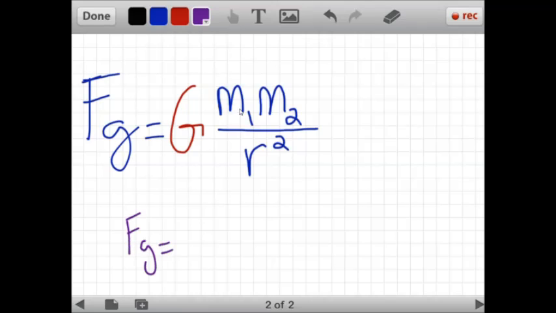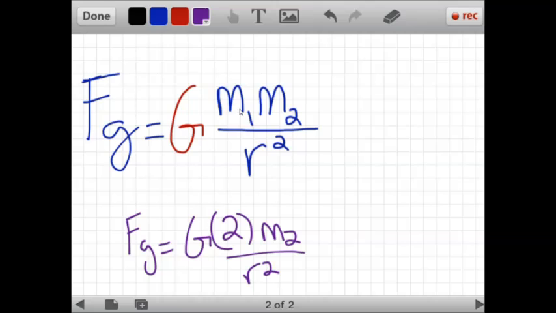Fg equals G times M1 times M2 over R squared. Let's say I put in a 2 here because I'm doubling the mass of M1. It doesn't matter what M2 is, and it doesn't matter what R squared is. G is always 6.67. What's going to happen to the force of gravity? Well, the force of gravity is going to be doubled.